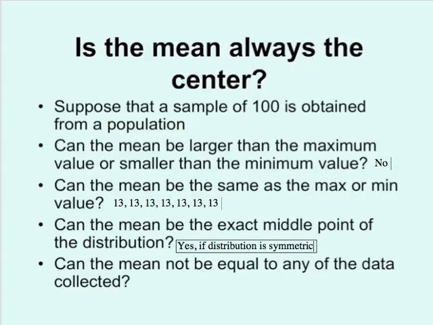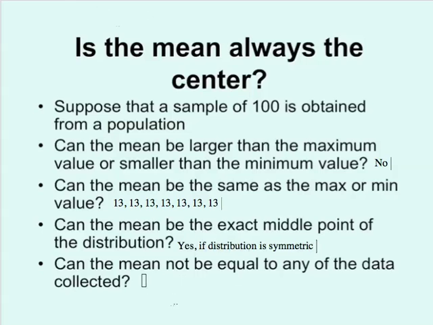Can the mean not be equal to any of the data points collected? Well, yeah, of course. We've all heard the classic example of there being 2.38 children per family, okay? It's not necessary for the mean to be one of the data points. In fact, it's pretty common that the mean is not equal to any of the data points collected.